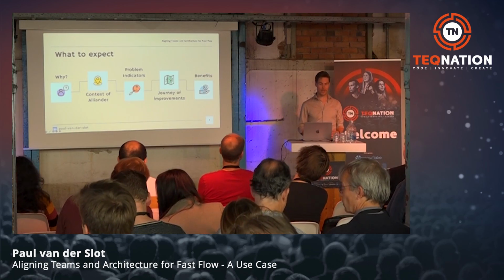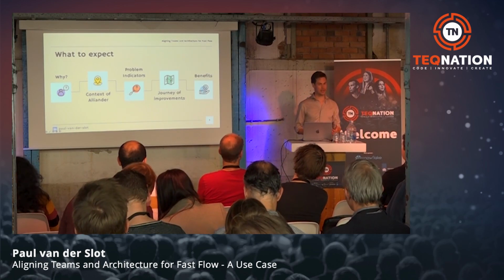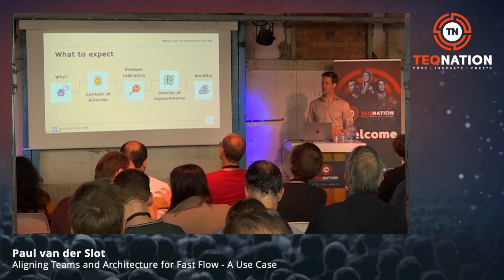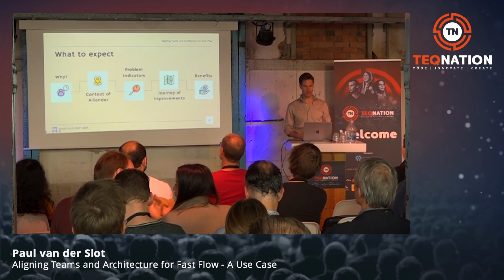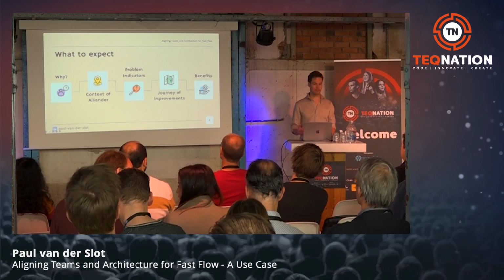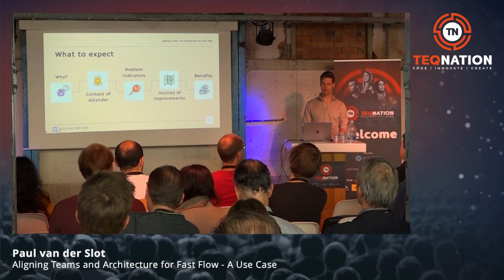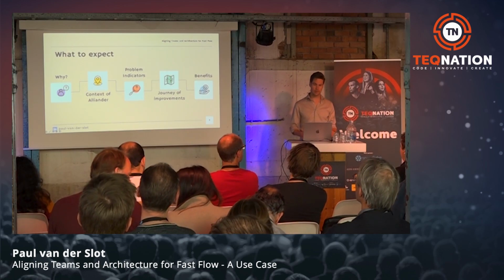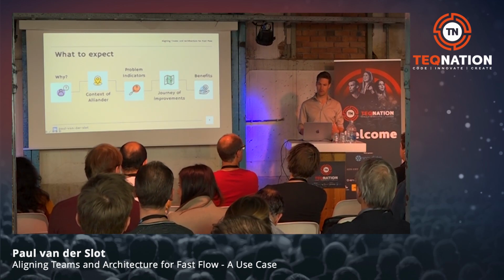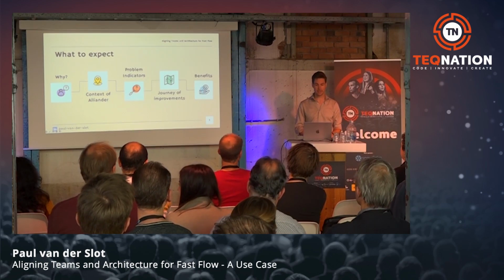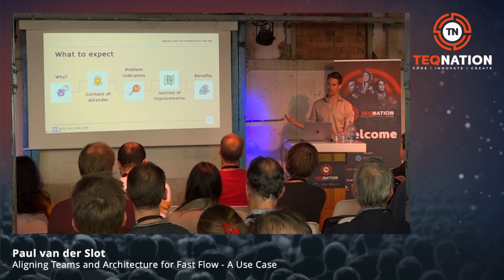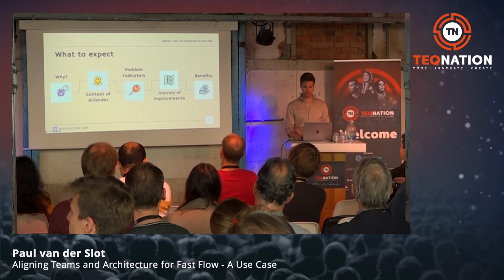What you can expect today is a talk with a combination of theory and practice. First, I'll talk a bit about the theory: why would you want to align teams and architecture? Then I'll give you a little bit of context of the use case at Alliander. Then I'll talk about some problem indicators, so how can you notice that you have some problems with fast flow because of alignment in teams and architecture? I'll take you with me on the journey that we had at Alliander, and we'll close off with the benefits.